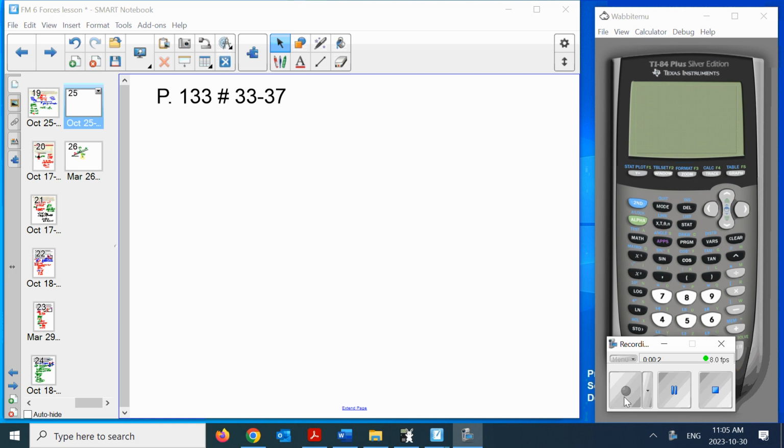The first question, 33, wasn't really a calculation one, it was a sketch. An ant climbs at a steady speed up the side of an ant hill, which is inclined at 30 degrees from the vertical. Sketch a free body diagram for the ant. 30 degrees from the vertical.